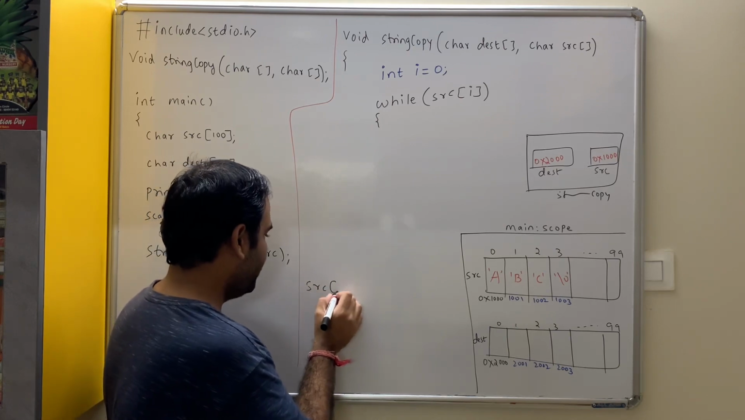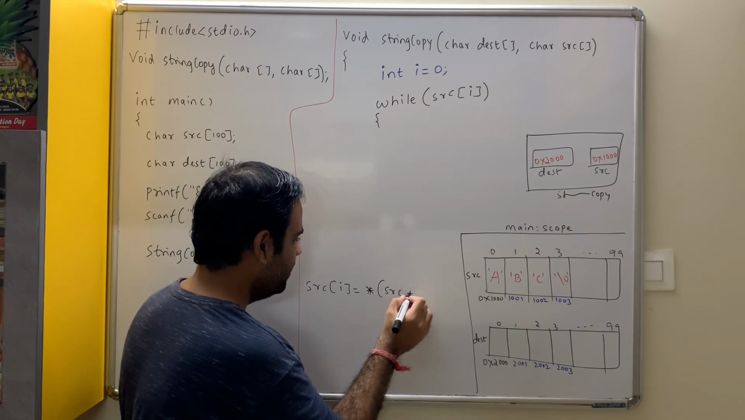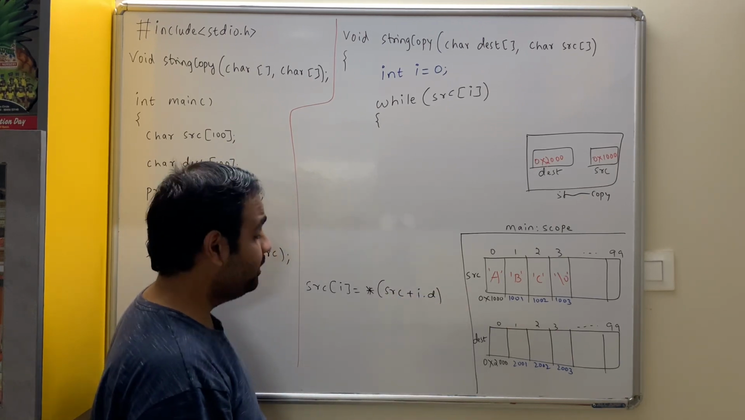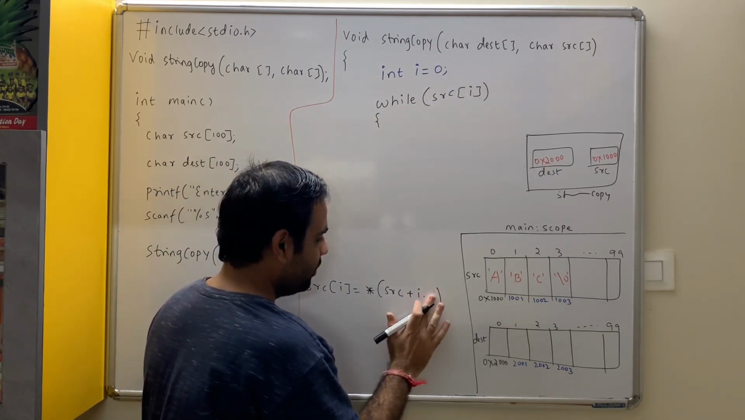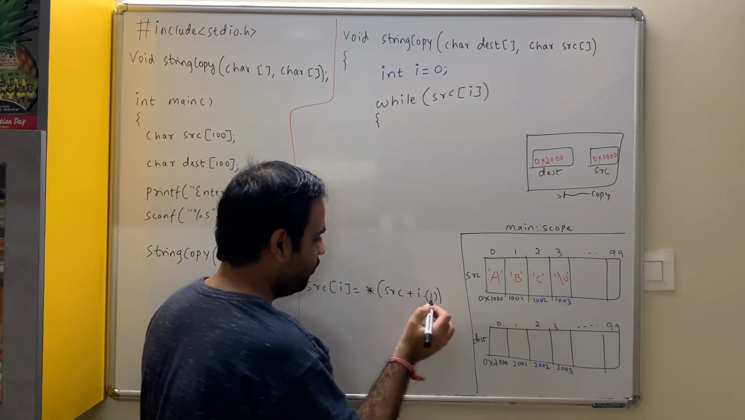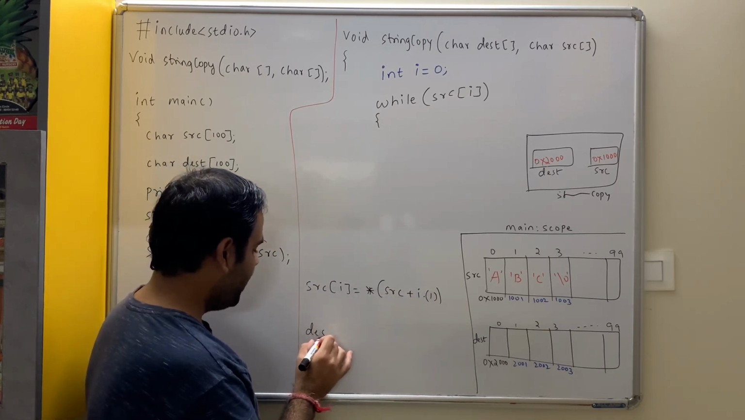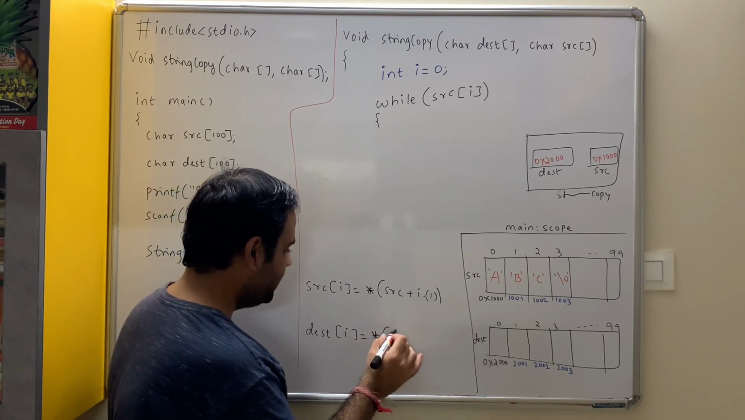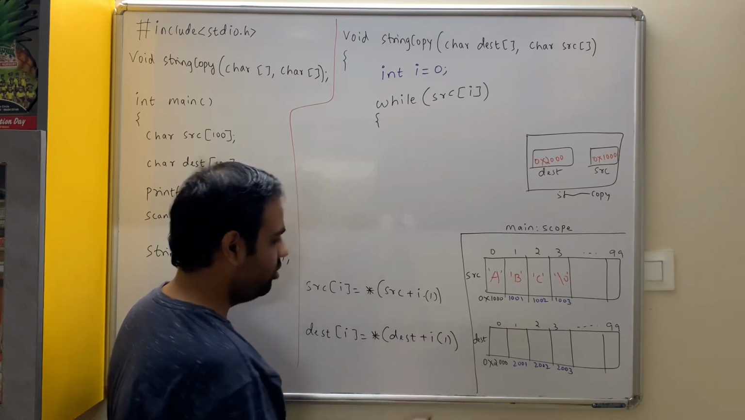Source of I is equal to star(source plus I), and internally the compiler converts source plus I into D, where D is the size of the array data type. Here it is character, therefore I can write it as 1. Is that okay? And what is destination of I? Destination of I is equal to star(destination plus I into D), and again the value of D is 1.